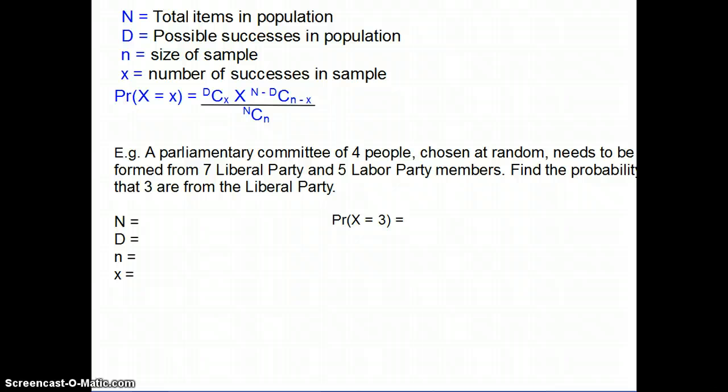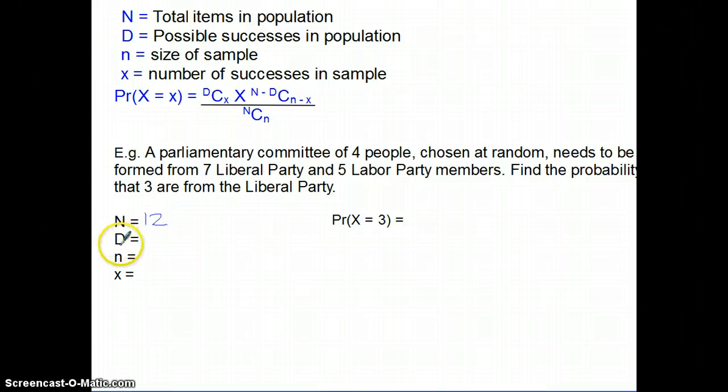Okay. Now, here's a different example using the formula. A parliamentary committee of 4 people chosen at random needs to be formed from 6 Liberal Party and 5 Labour Party members. Find the probability that 3 are from the Liberal Party. Okay. So, what I would always advise you do is write a short list like this out for your N, D, n and x and work out what they are straight away. So N to start off with is our total number of items in the population. So we have 7 and 5 making 12 people in total.